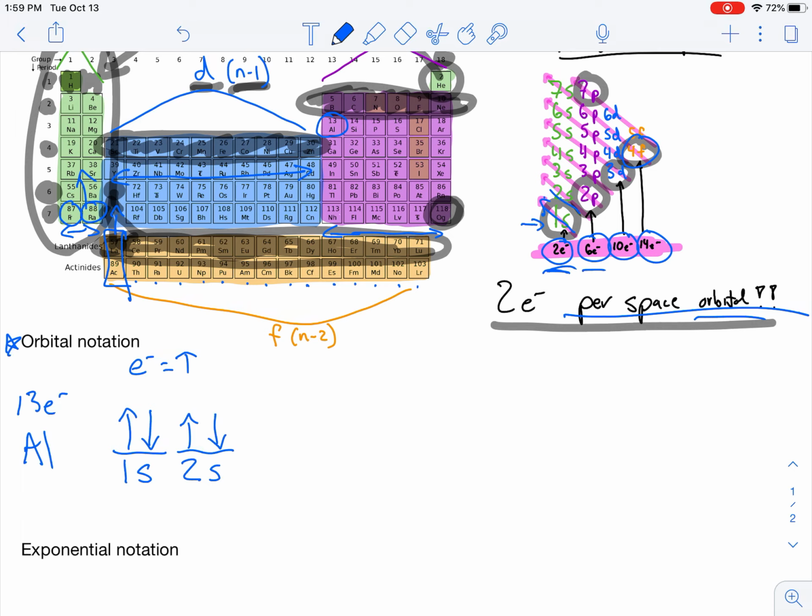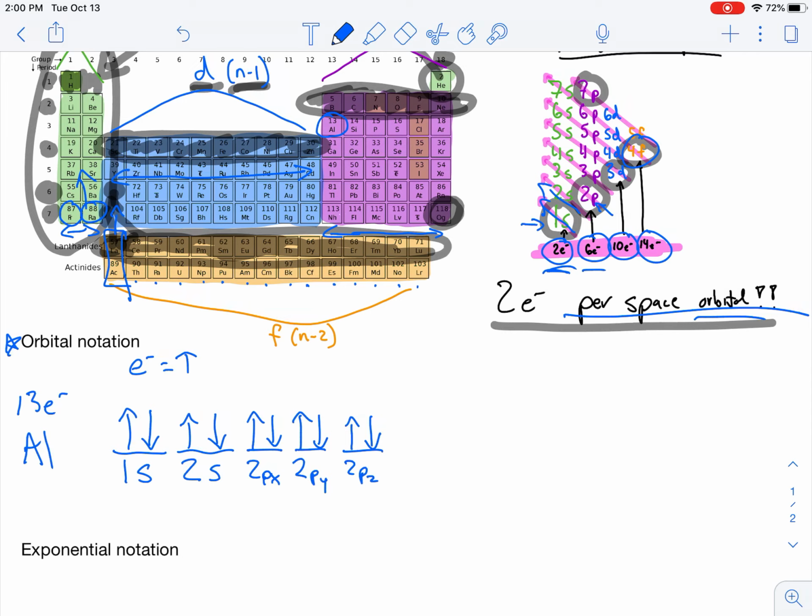Where do we go after 2s? Oh, 2p. Remember, 2p actually has 3 different orientations: 2px, 2py, and 2pz. One orbital for each orientation. I'm going to fill these in one at a time. Remember, 1 electron per orbital before doubling. So I'm going to show that as electron number 5, 6, 7, 8, 9, 10. I fill them in one at a time before I double. Now I've shown 10 electrons for aluminum.